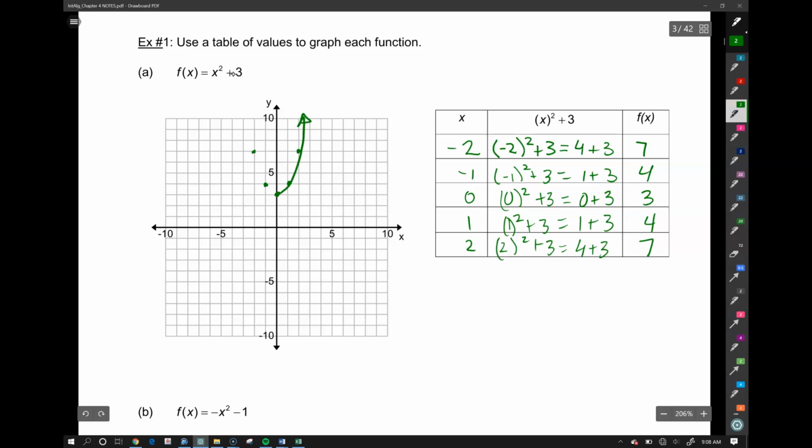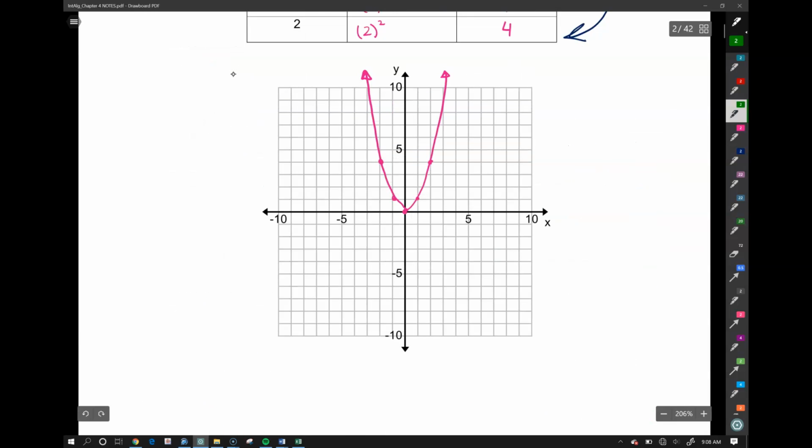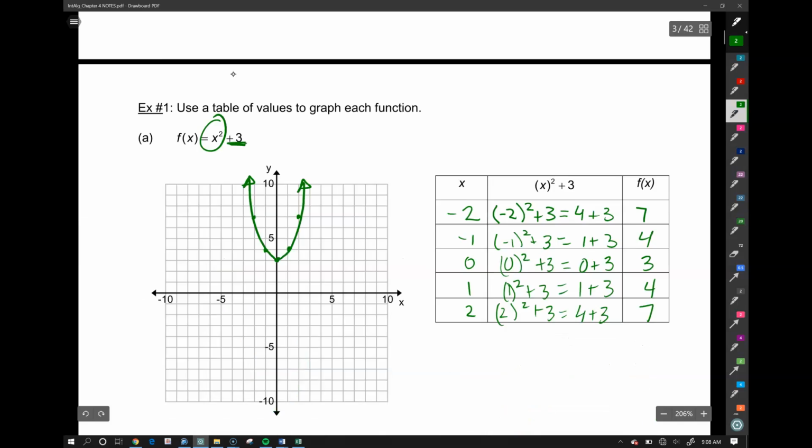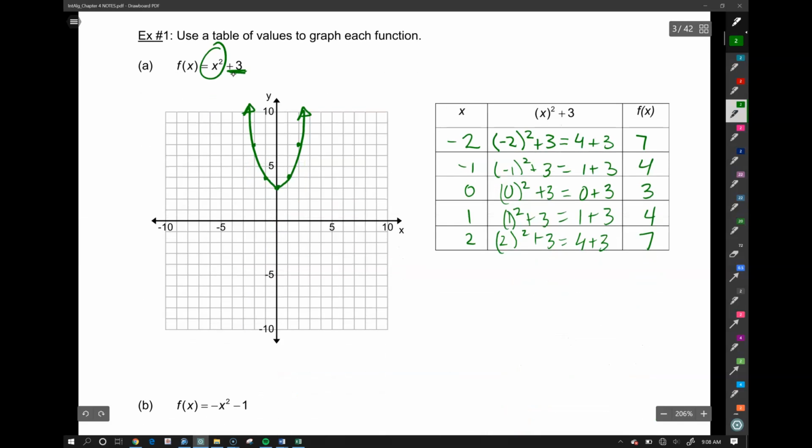So this is what your graph should look like. But wait, this makes sense, because remember, we went over transformations. If we have our function plus 3, what does the plus 3 do? Shifts it up by 3. So look at this example 1a compared to our original graph. All I did is I shifted my whole parabola, the whole U-shape, up by 3 units. That's all it did. Just every single one is up by 3 units. See, you already knew how to do this.